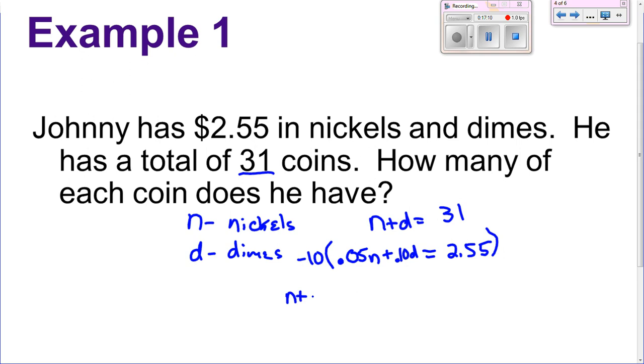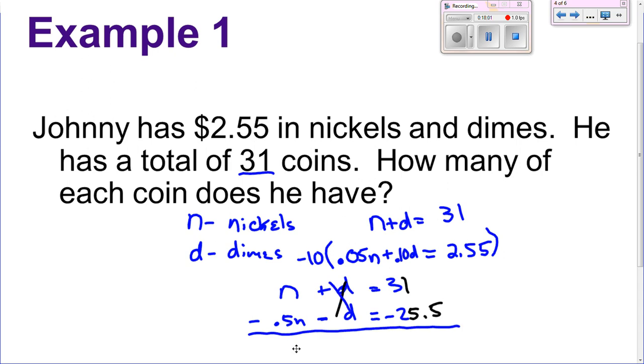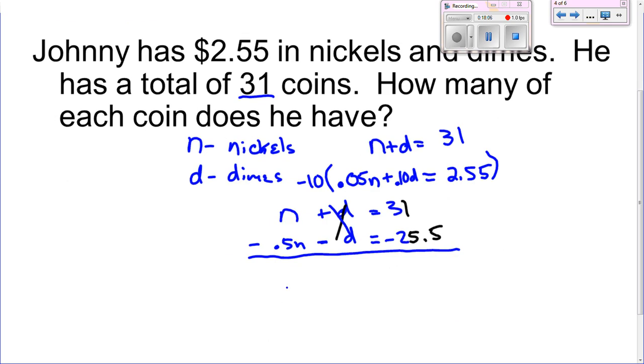All right, so that gives you N plus D equals 31. And this is going to give you negative 0.5 N. I'm going to spread this N plus D out. N plus D equals 31. And this is going to give you negative 0.5 N minus, then 10 times 0.1 is just 1. And then you do negative 10 times 2.55, and that gives you 25.5. So these cancel out. You get negative 0.5 N equals, and I believe it's going to be 5.5.